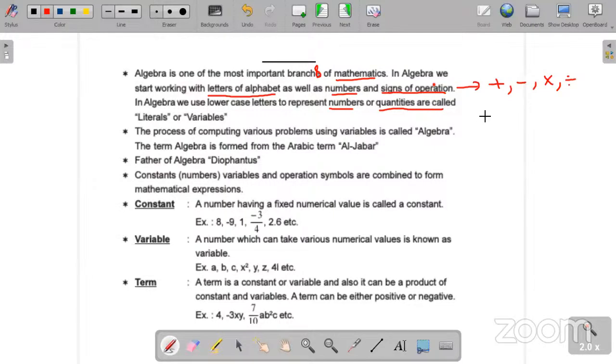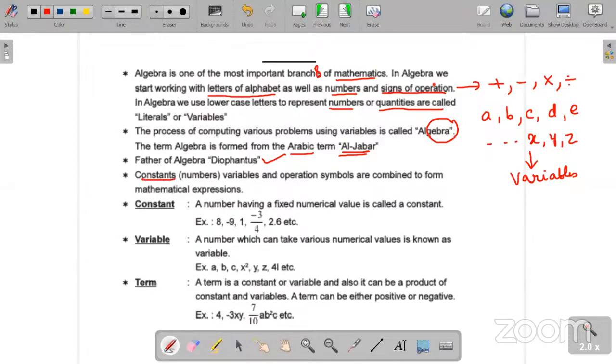That means generally we can use small a, small b, small c, small d, small e, and so on, x, y, z. So they are called variables. Variables or literals, we may call. The process of computing various problems using variables is called algebra. The term algebra is formed from the Arabic term algebra. The father of algebra is Diophantus, mathematician.